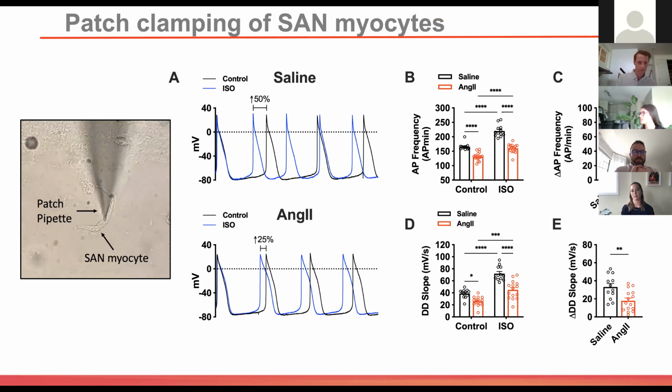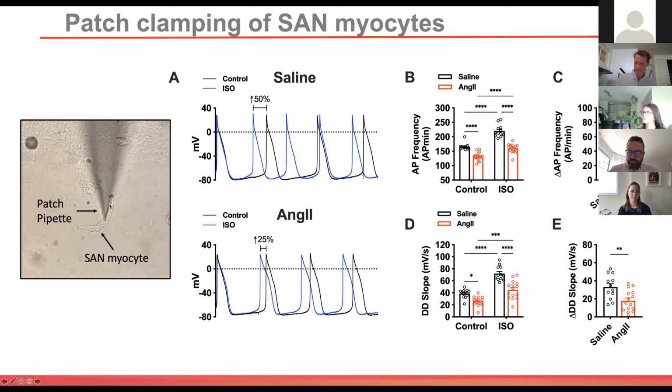Now, to assess if these are due to direct changes in sinoatrial node responsiveness to adrenergic stimulation, we isolated individual sinus node myocytes from both groups and performed a series of patch clamp electrophysiology experiments to measure spontaneous action potential frequency and diastolic depolarization slope in response to isoproterenol.